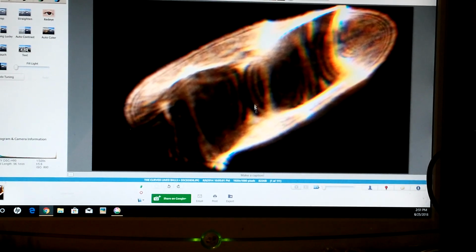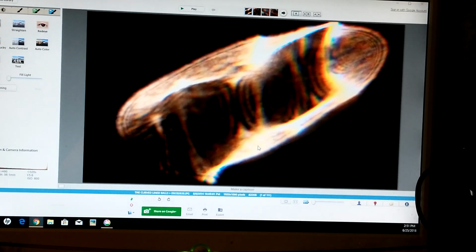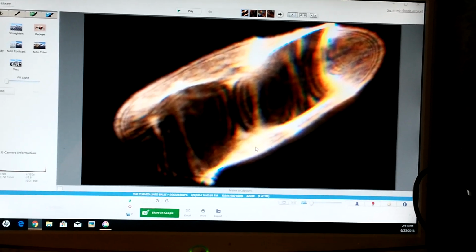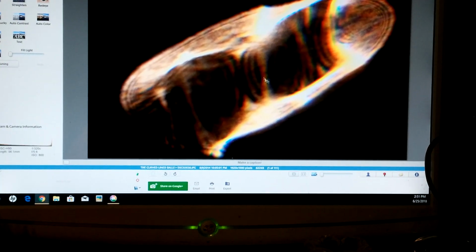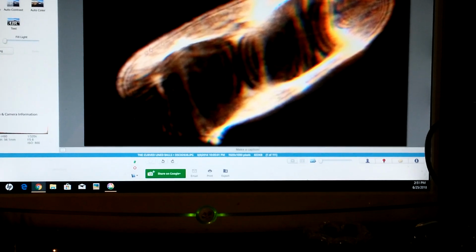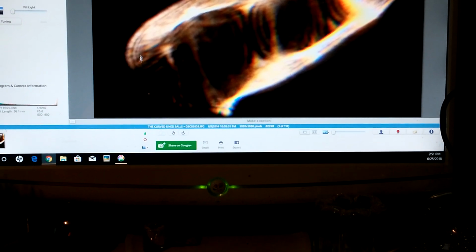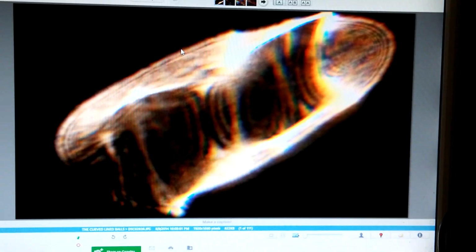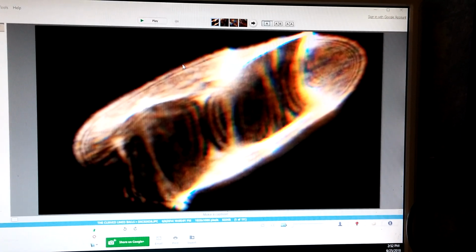Showing you the curved line balls. The curved line balls is a name I gave these little ball looking structures inside this. It looks like a cocoon, but it's actually an orb. You can see the little telltale line around the edges of it. I better get this straight on here and quit wiggling it so much.